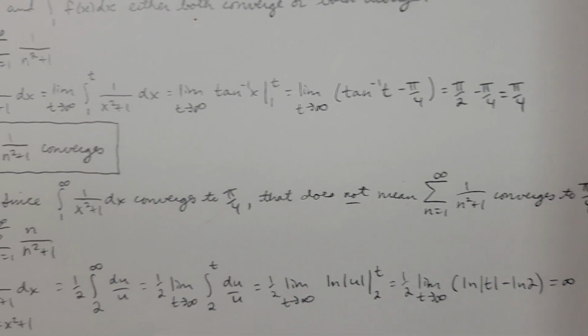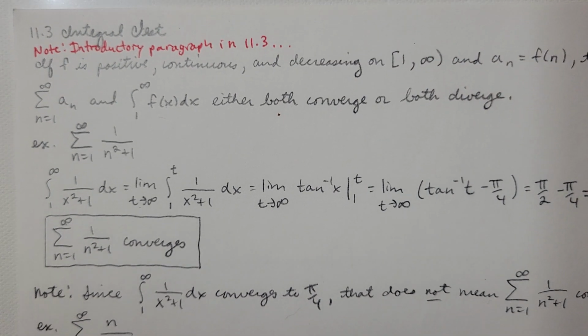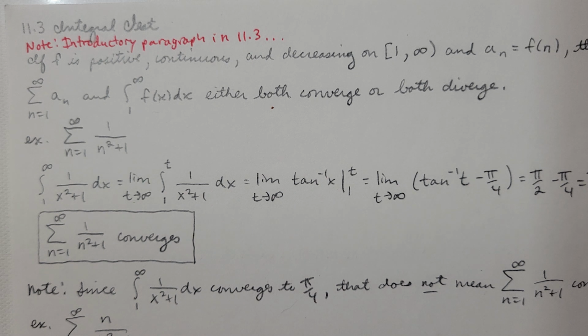Remember the note that I read you at the beginning here. In general, it's very difficult to find out what a series converges to. So in the next couple of sections here, all we're going to know is whether the series converges or diverges, but not necessarily what it converges to. We don't really care about that, unless it's a geometric series or a telescoping series or something like that, which we've already looked at in section 11.2.